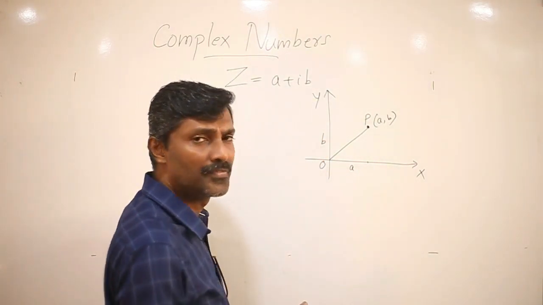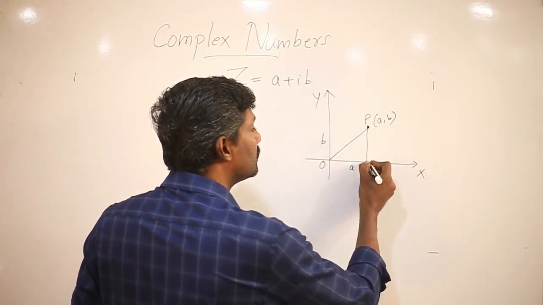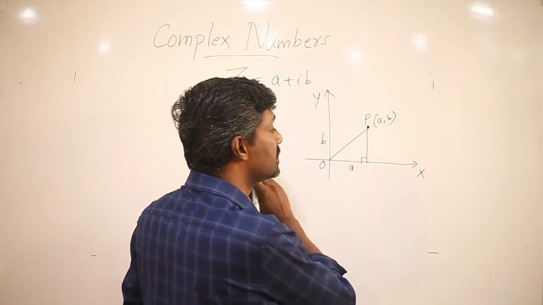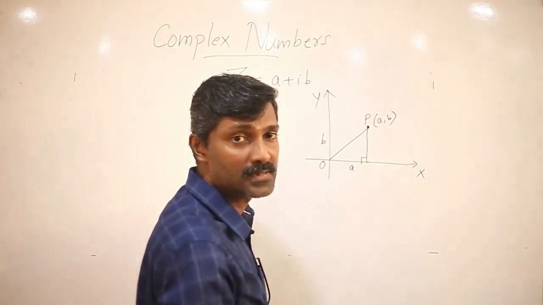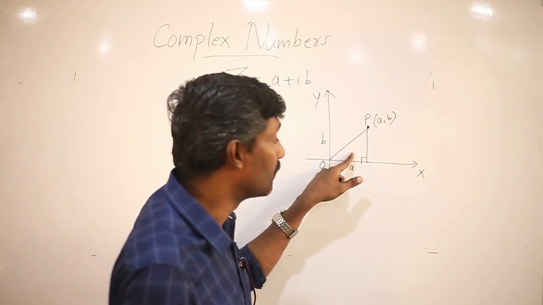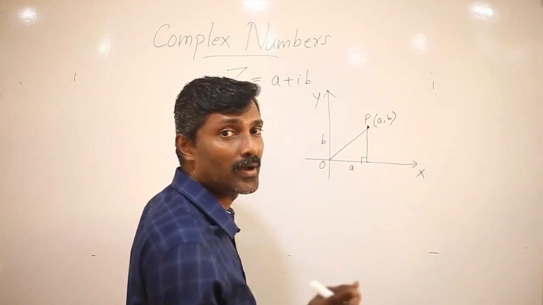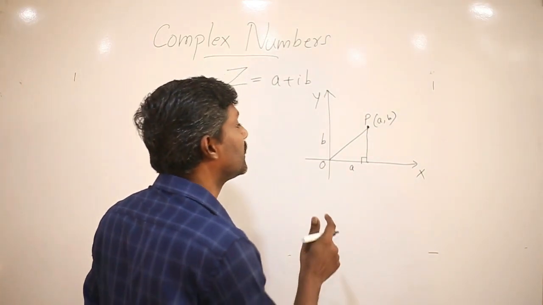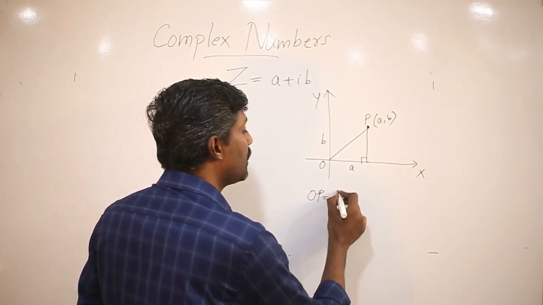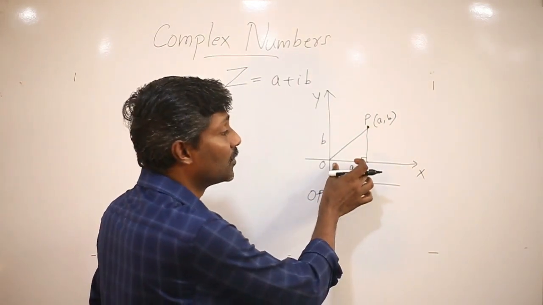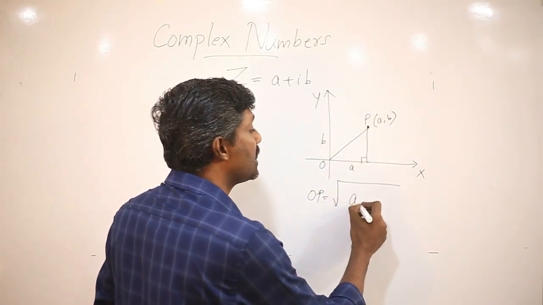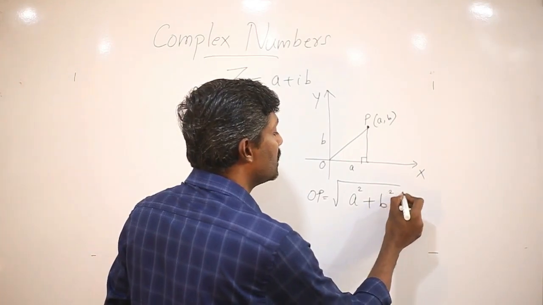If you complete the triangle, this is a right triangle, correct? This is 90 degrees because this is the x-axis and this is the y-axis. This is parallel to the y-axis, so this represents a right triangle. And we know that in a right triangle, using Pythagoras theorem, the hypotenuse OP is equal to the square root of the base square plus the altitude square, which is nothing but the square root of a square plus b square.